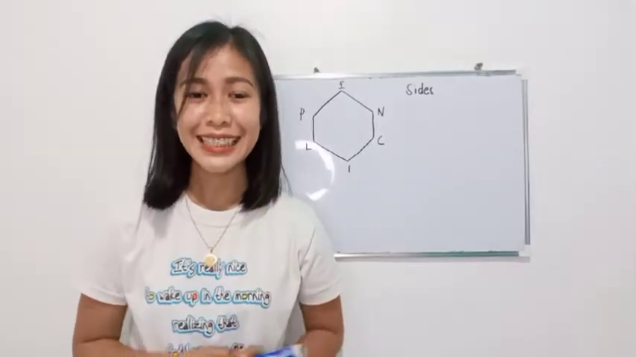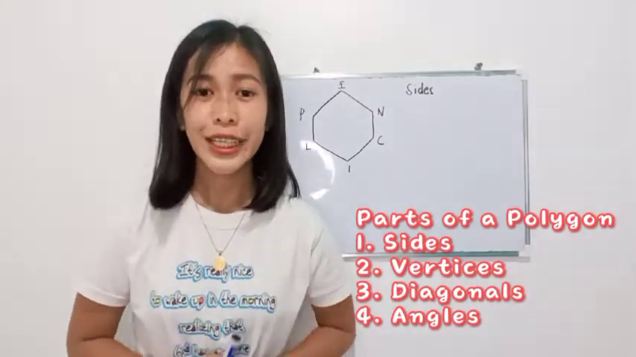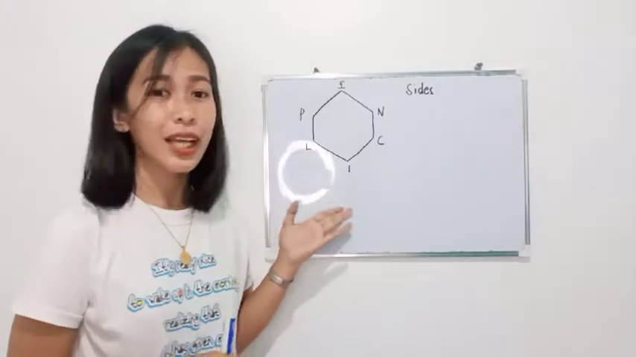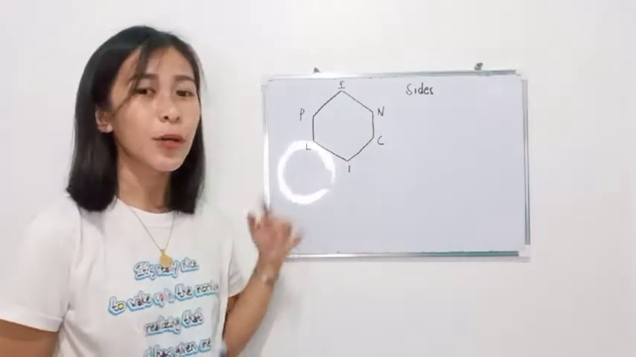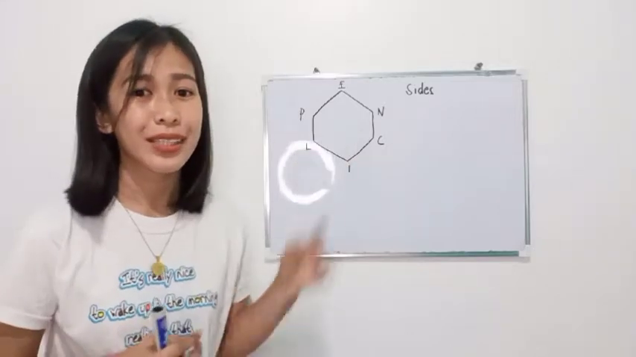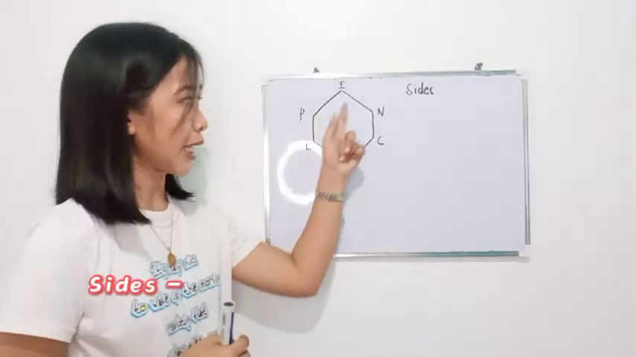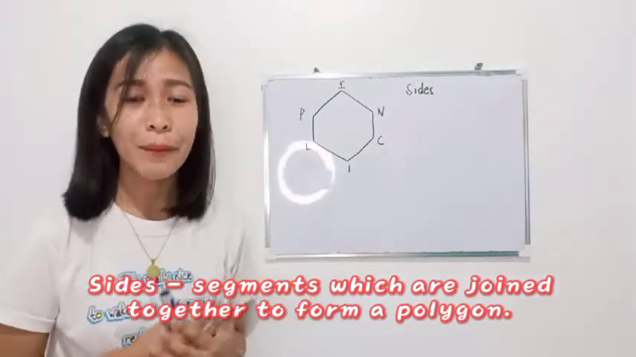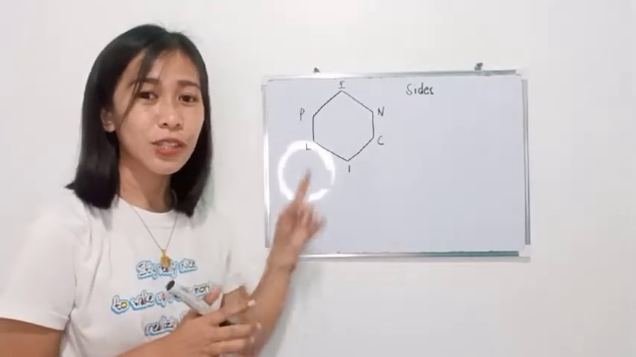Alright? So now let us discuss the parts of a polygon. And these are the sides, the vertices, the angles, and the diagonals. Iisa-isahin natin. Take a look at this figure. We have here polygon P-E-N-C-I-L or polygon pencil. What we are going to do is to identify all the sides of this polygon. And what do we mean when we say sides? Ito yung mga line segments na nagjo-join with each other to form a polygon. Yun yung mga sides natin. Iisa-isahin natin kung ano-ano yung mga sides nitong polygon na ito.